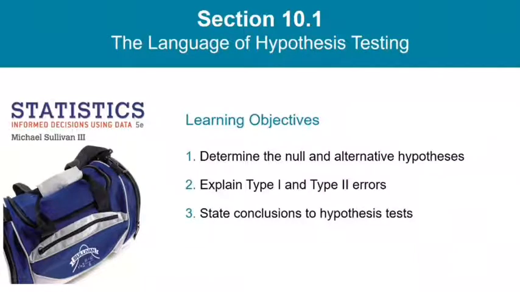Today we're going to start our last chapter together. This is going to be section 10.1, the language of hypothesis testing. In this section, I'll show you how to write null and alternative hypotheses. We will talk about type 1 and type 2 errors, and I'll show you the difference between those. And I'll show you how to state conclusions to your hypothesis tests.